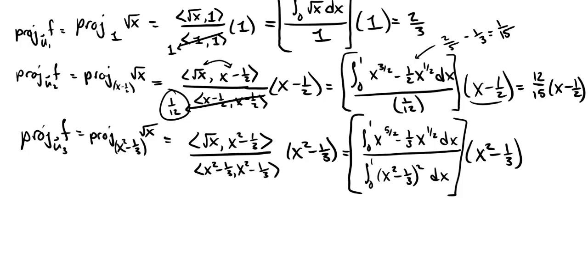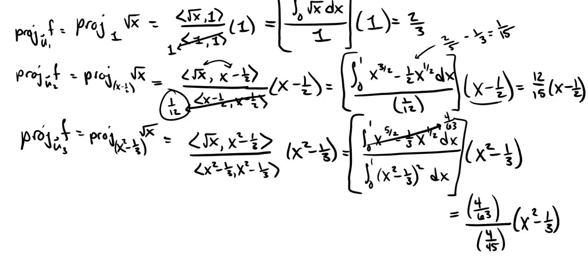And finally, let's see what we get for this last one. I think I end up with, in the top, in fact, let me just magically do this one. And voila, this is what I get for this top integral. I get that this is 4 over 63. You can double check my work there. And for this bottom integral, I get that this is 4 over 45. Again, check my work there.